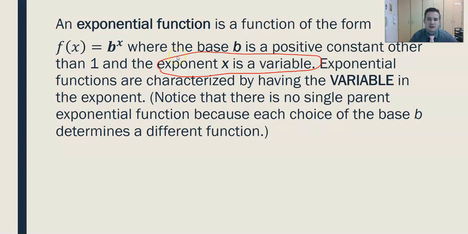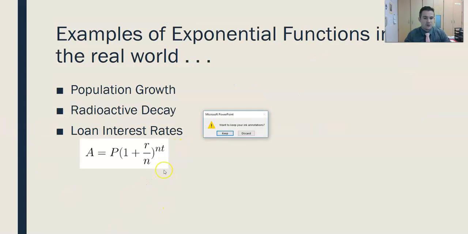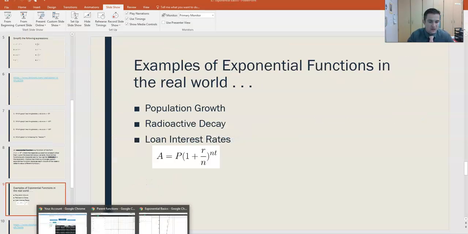Exponential functions are characterized by having the variable in the exponent. Again, that's what makes an exponential function. Notice that there is no single parent exponential function because each choice of the base b determines a different function. So let me show you an example of that real quickly here.